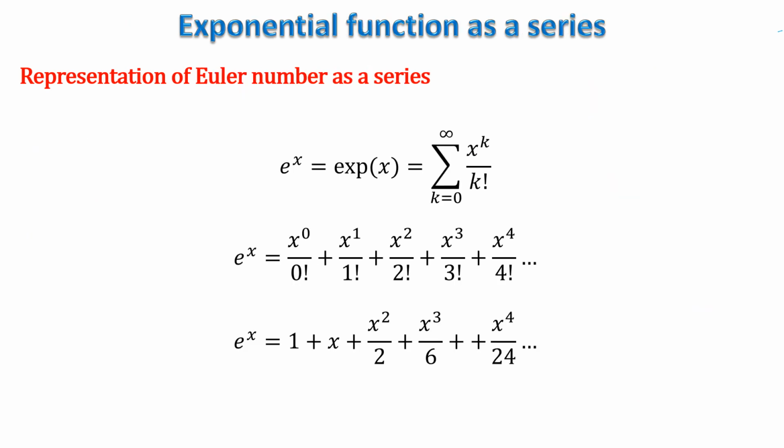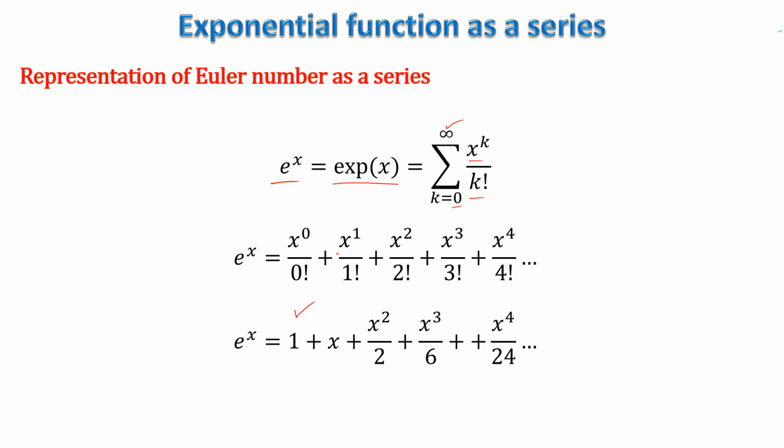This Euler's number e can be expressed as a series. e to the power x, which we can also write as exp of x, is equal to the summation of x to the power k upon k factorial, where k goes from 0 to infinity. So x to the 0 upon 0 factorial will be 1. So the first term will be 1.